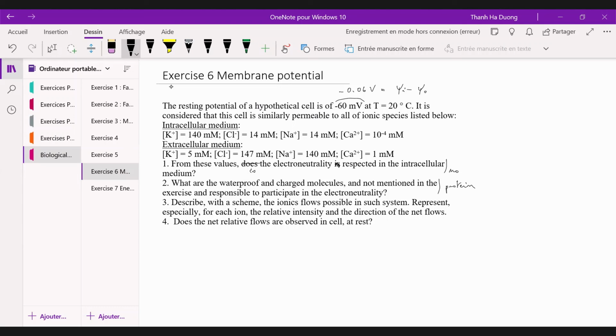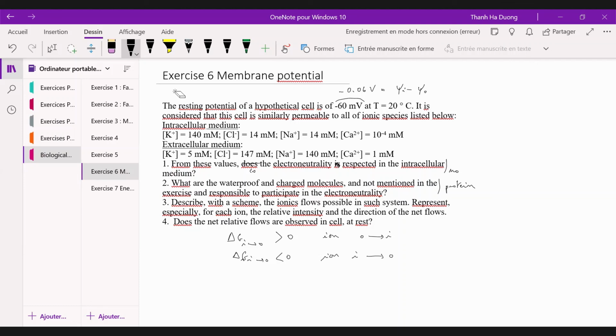Okay? And you have to calculate the delta G from inside to outside. Okay? So if it's positive, it means that the ion goes from outside to inside. And if it is negative, it means that it's a spontaneous reaction. So it means that the ion will go from inside to outside.